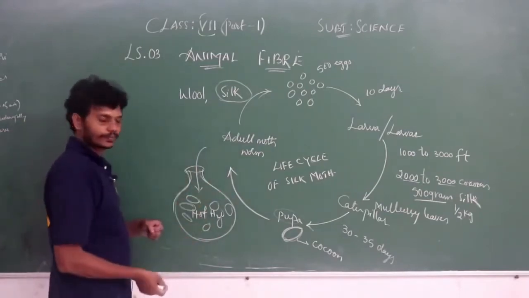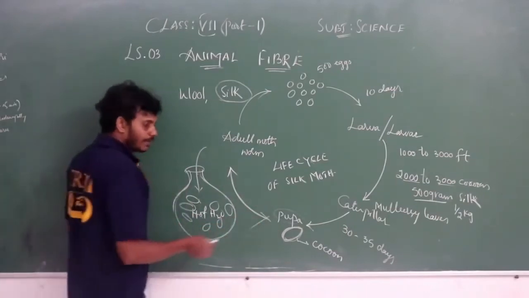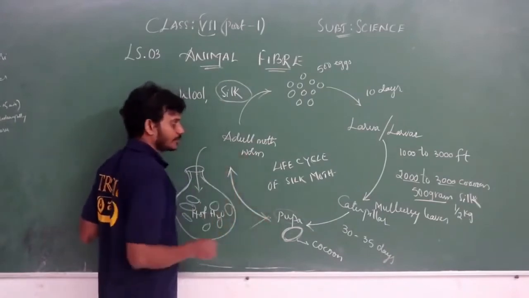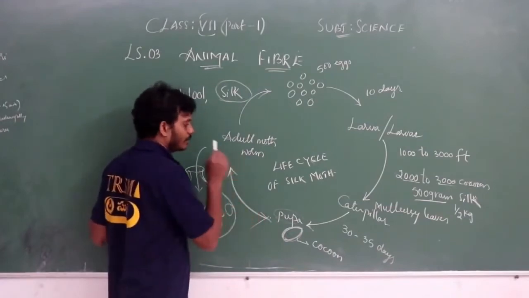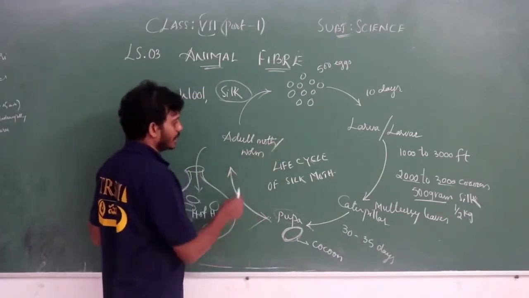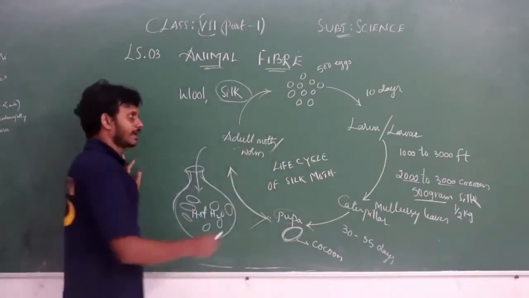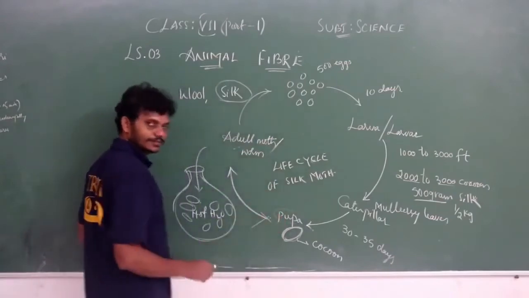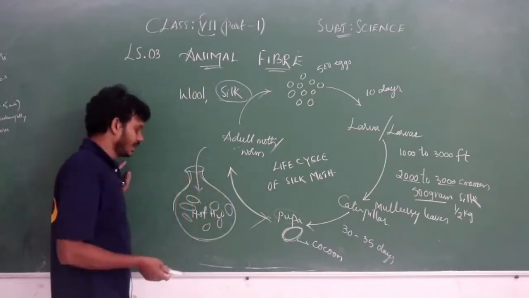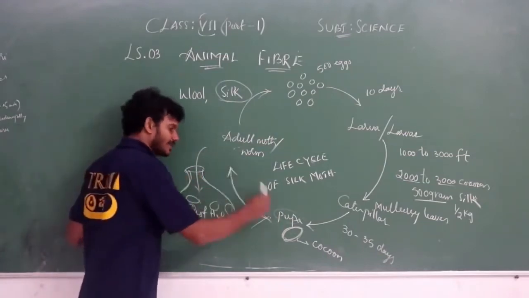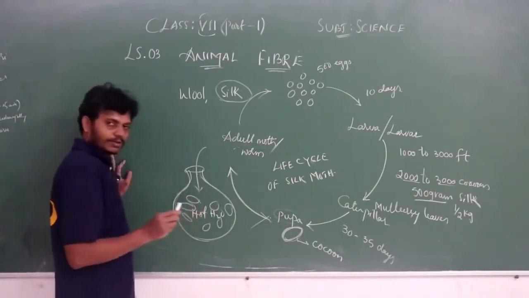Listen, if they did not kill this pupa, what is going to happen? The pupa develops into an adult moth or worm, and this adult moth lays eggs again and continues like that if it is not killed. But we people in this mulberry industry kill the pupa inside the cocoon to get this fiber. And how will it be? Okay, let's observe this.